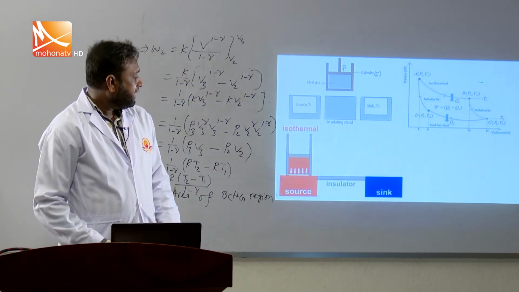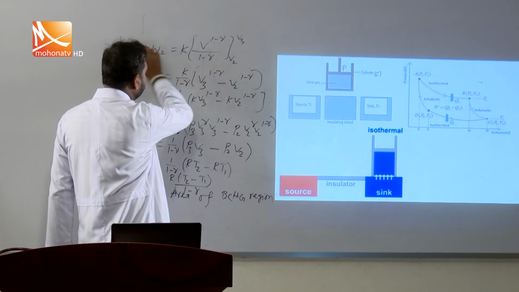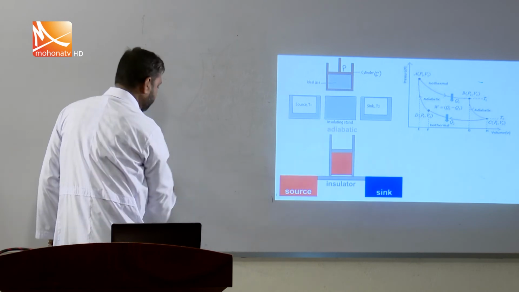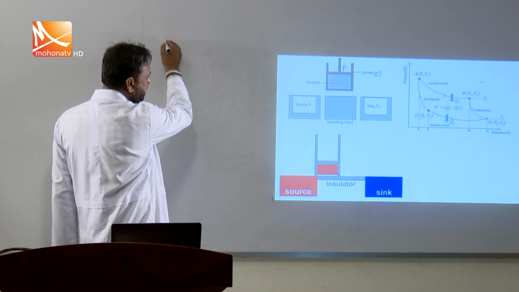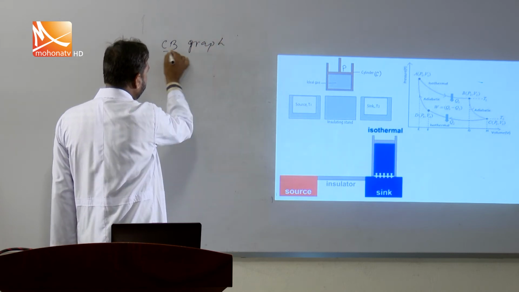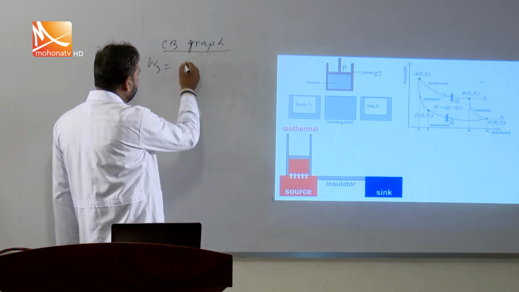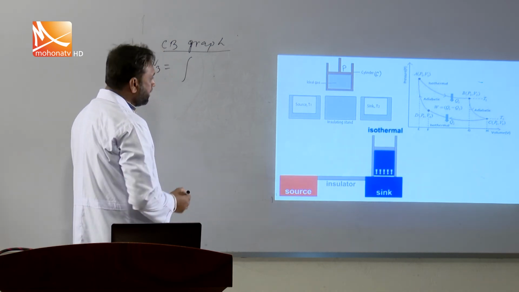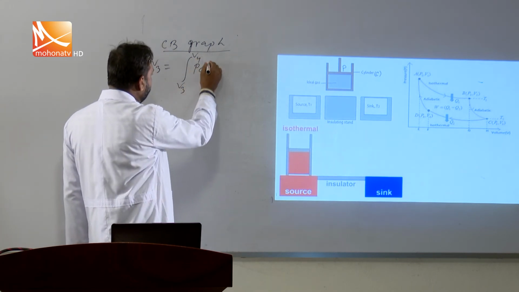Now, step 3, which is the isothermal contraction process. Isothermal contraction process, that means the CB graph. Work done is W3. In this case, we can write the integration, here the volume is from V3 to V4, PdV.